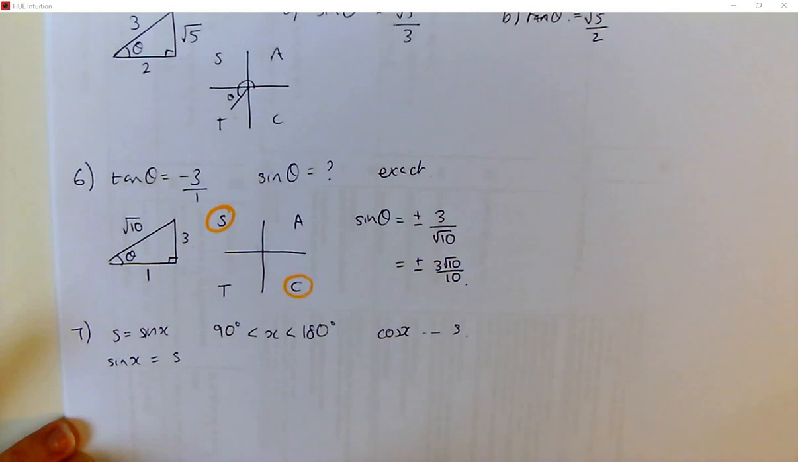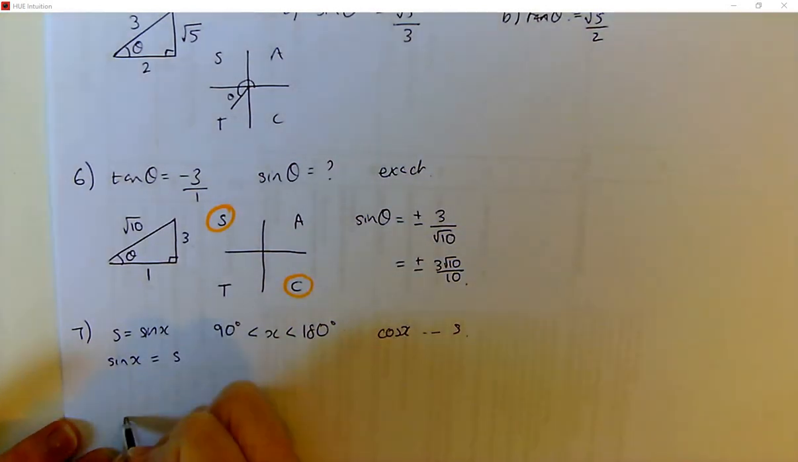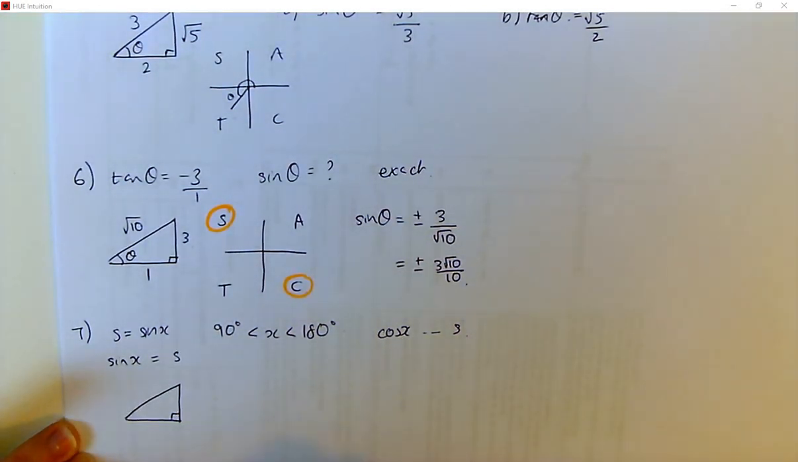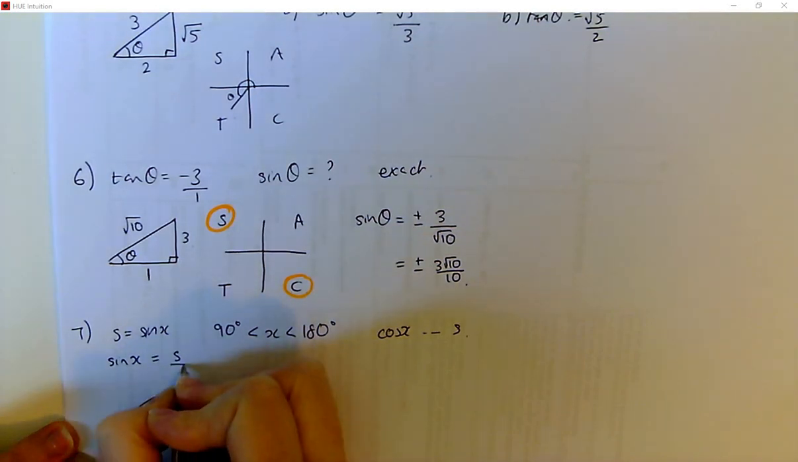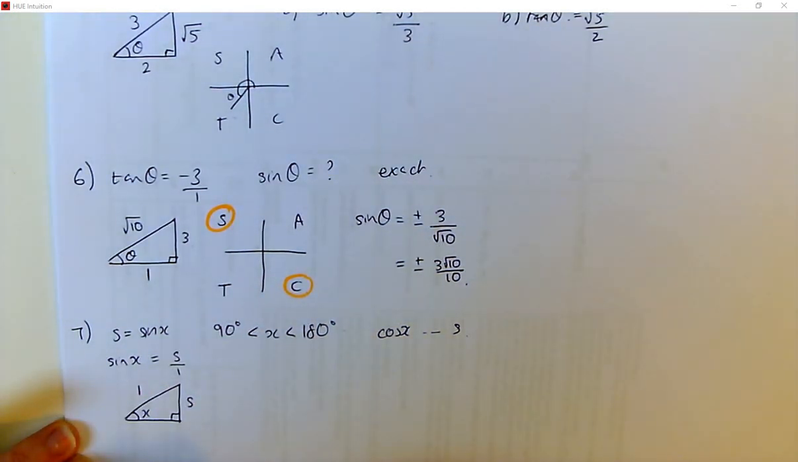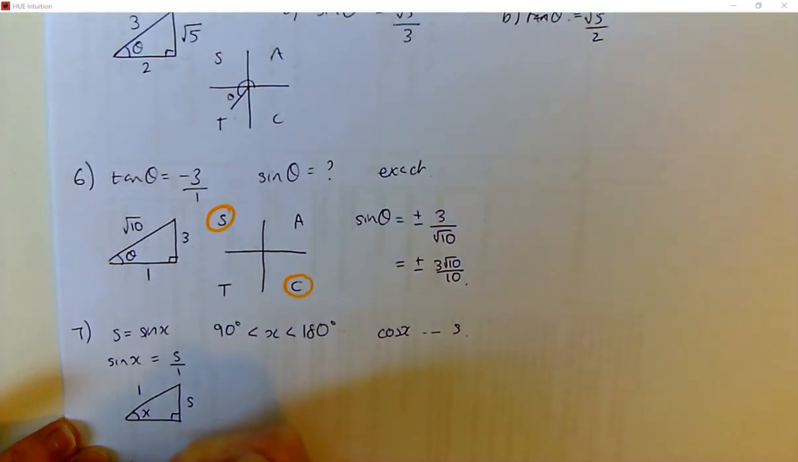Okay, we can use the trig identities for this, but again, I think this is easier using a right angle triangle. So I'm going to draw myself a slightly wobbly right angle triangle. I'm going to pick an angle for x, and sine is opposite over hypotenuse, so I'm going to make 1 be my hypotenuse, okay, and s is my opposite side. So if I want to find the adjacent side, I'd need to do 1 squared take away s squared and square root it.